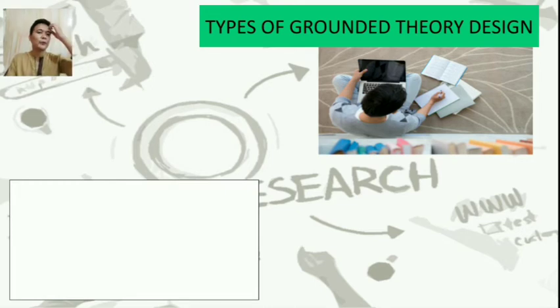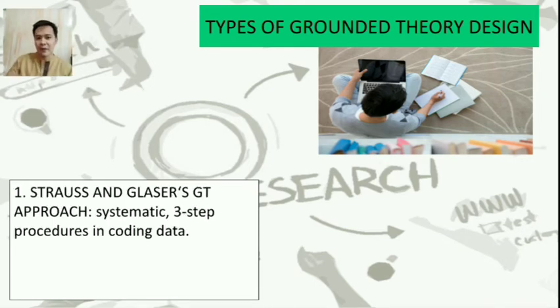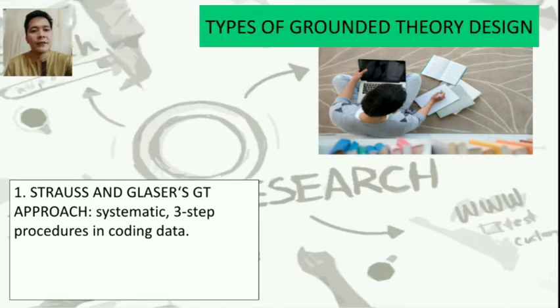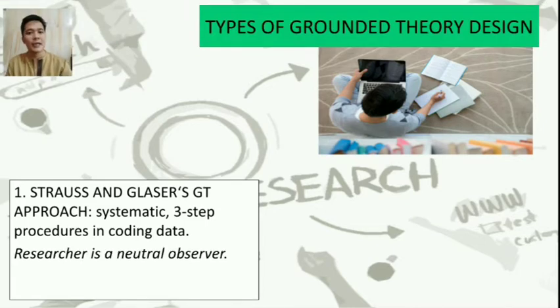So, there are two types of grounded theory design, ano? Okay, first one, we have Strauss's and Glazer's grounded theory approach. So, i-discuss natin ito one by one later. So, it's systematic. Systematic kasi it follows these 3-step procedures in coding data. Okay, so in Strauss's and Glazer's grounded theory approach, the researcher is a neutral observer.